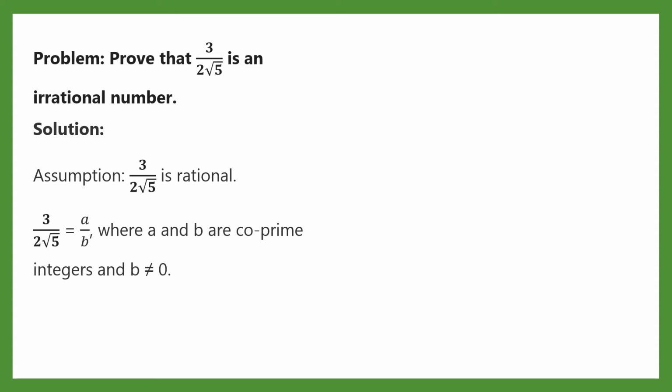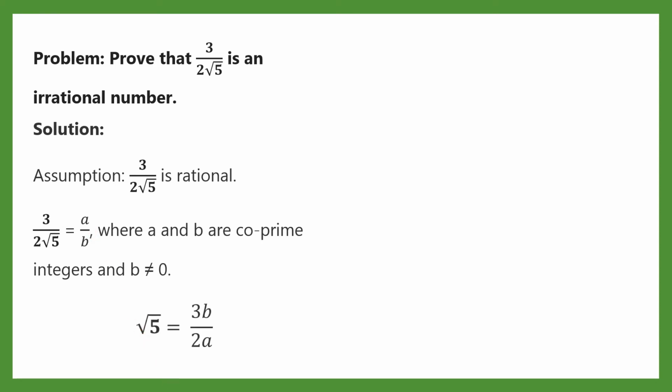Prove that 3 by 2 root 5 is an irrational number. This is also a regular problem. We'll do it by the contradiction method. The assumption is that 3 by 2 root 5 is rational, the opposite of the given statement. As 3 by 2 root 5 is rational, by the definition of a rational number, 3 by 2 root 5 is equal to a by b, where a and b are co-prime integers and b is not equal to 0.